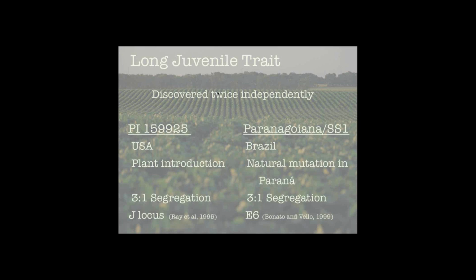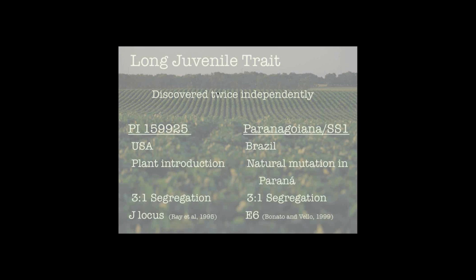Both of these traits, when discovered, exhibited a 3-to-1 segregation, leading to the conclusion that the long juvenile trait was under the control of just a single recessive gene. Ray's group named the long juvenile trait observed in PI 159925 the J locus, whereas little j would be the long juvenile trait, conditioning delayed flowering. And Bonato and Velo in Brazil named this the long juvenile trait E6 when observed in Pranagoyana and SS1, whereas little e6 conditions delayed flowering.